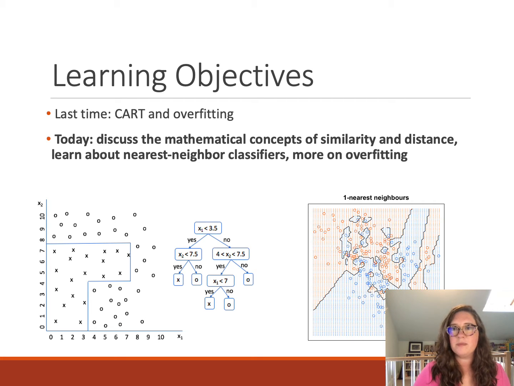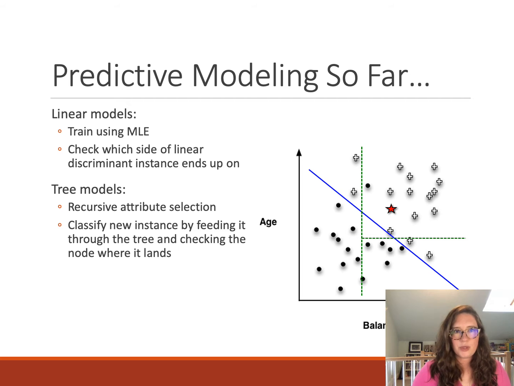k-nearest neighbors. So far in predictive modeling, we've talked about linear models, which are trained using maximum likelihood estimation. The end result of such a linear model is called a linear discriminant. It's a line that divides the two predicted classes. And so every time we have a new instance to classify, we see which side of the linear discriminant it ends up on, and then that will determine whether it's one class or the other.